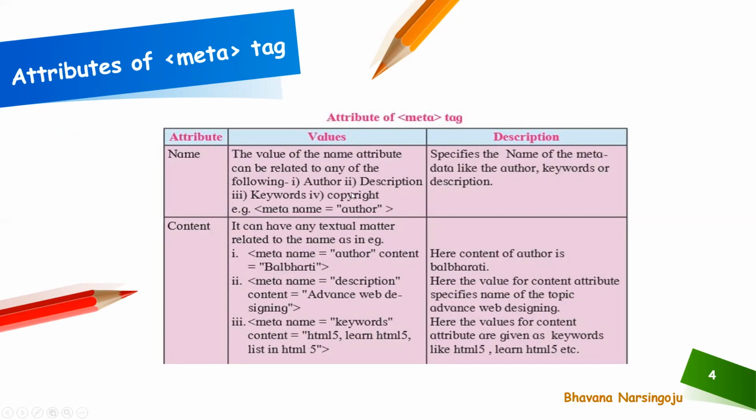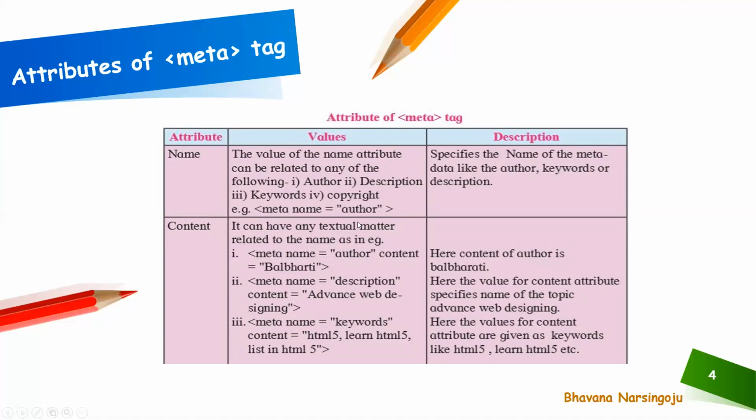and for that it will specify the name of the meta tag like author, keywords or description. For example, here you can take meta name equals to author. So you have used name as an attribute over here, and you want the name of the author.